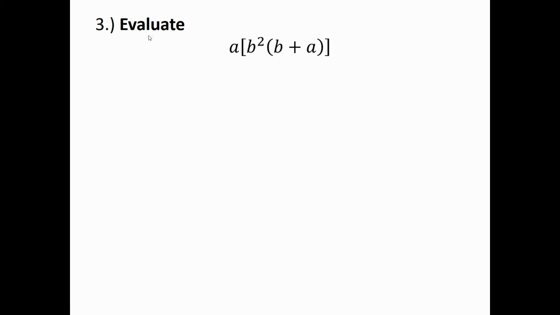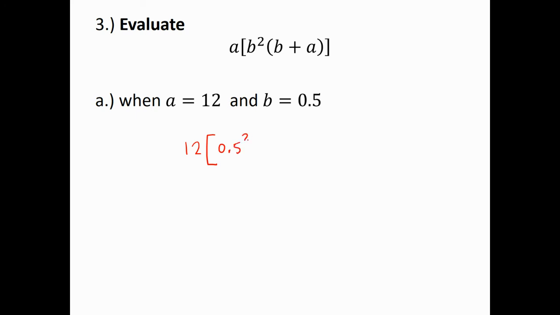Okay, evaluate. Now it's just a bunch of letters. This is an expression again. And I'm going to tell you specifically when A is 12, B is 0.5. So we've got to plug those in. B is 0.5 squared, parentheses, 0.5 plus 12. Okay. Now, should we do this by hand? Sure. 12, that's just going to stay there. 0.5 squared would be 0.25, because you just do 5 times 5, 25. And then this is 12.5.